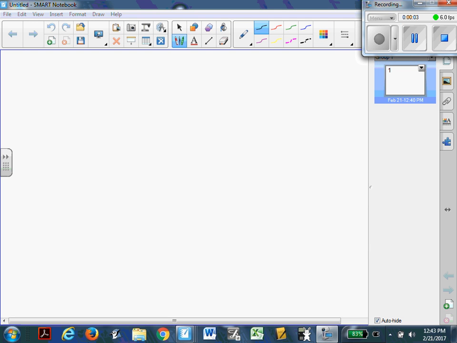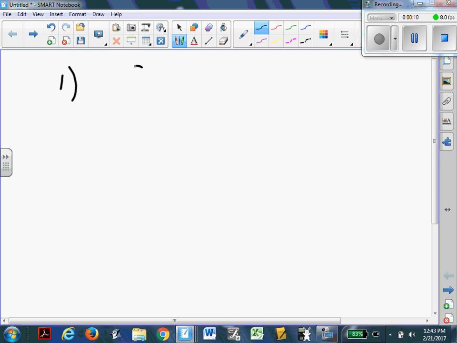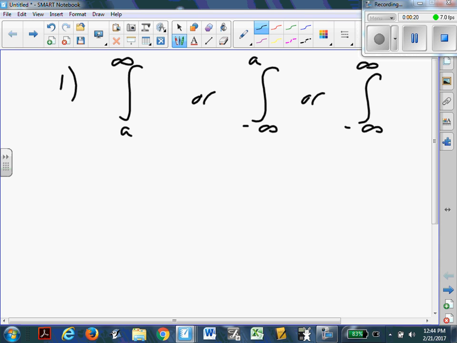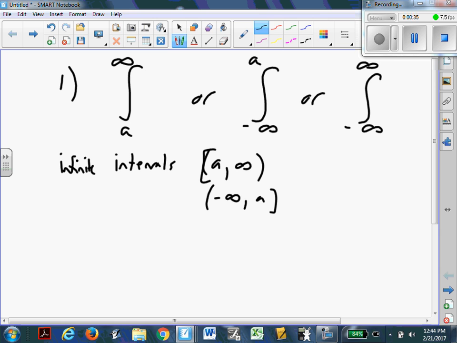Okay, so we're looking at improper integral practice, and there are two basic types of improper integrals here. The first type is when you're integrating from a constant to infinity, or negative infinity to a constant, or negative infinity to infinity. These types of improper integrals are said to be improper integrals on infinite intervals. So this is where your interval is infinite, because it either goes from a to infinity, or negative infinity to a, or the entire real number line. So that's type 1.